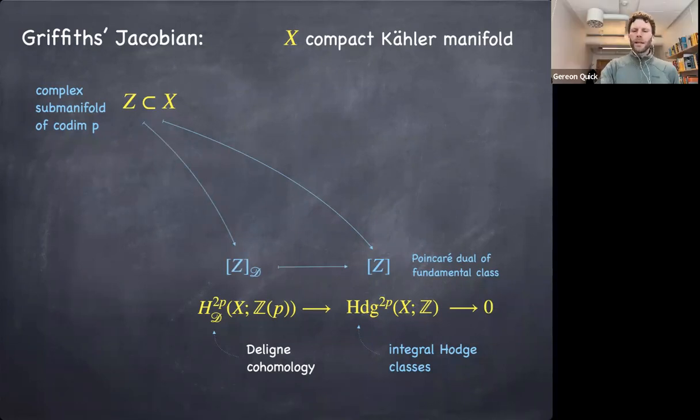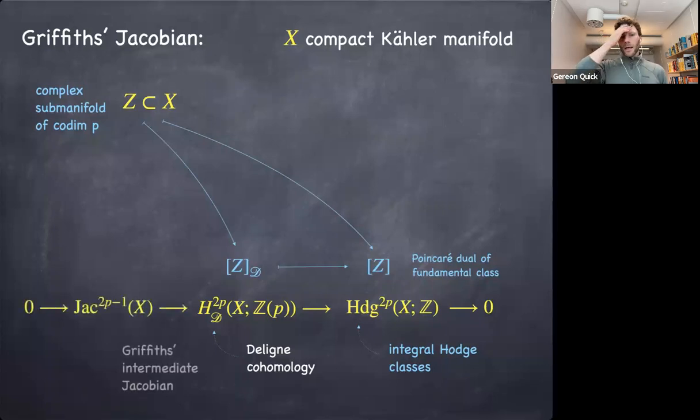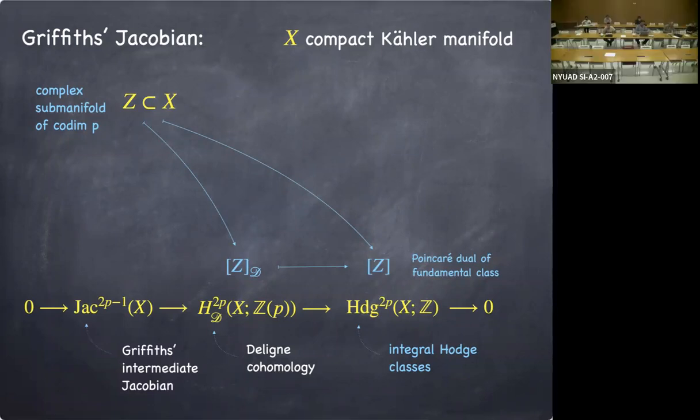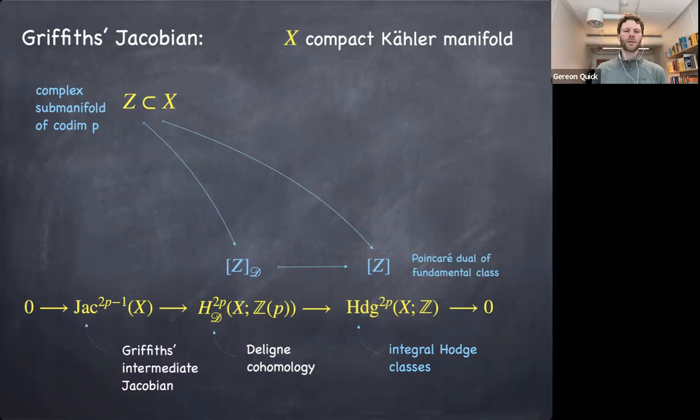Okay. And now, we just learned that this map at the bottom here is surjective. So we could also ask, what is the kernel of that map? And so this is one way of defining Griffiths' intermediate Jacobian. You can use this short exact sequence as a definition, but there are also other ways of constructing this Jacobian. And it's the generalization of the Jacobian that we have just seen in the case of a curve.